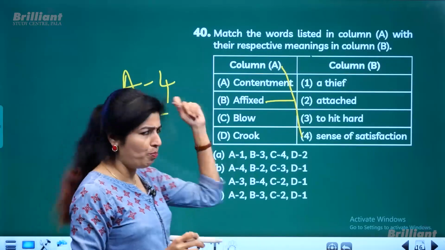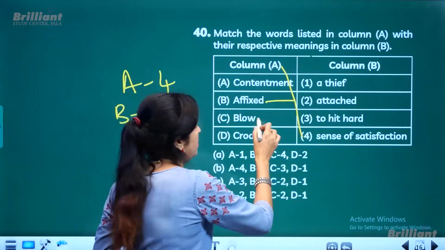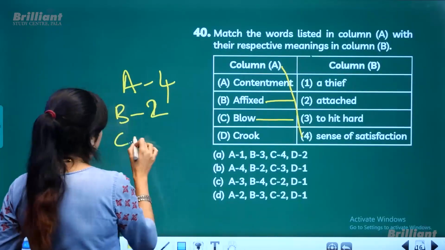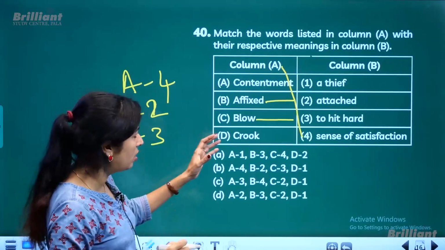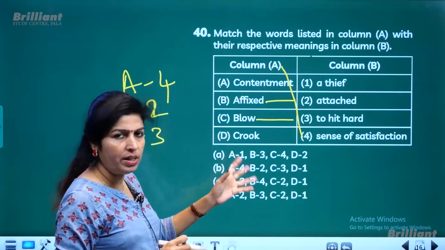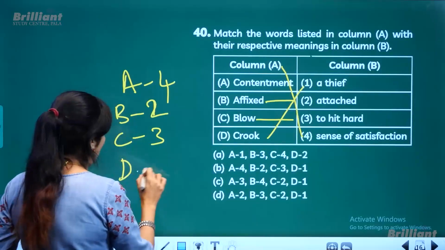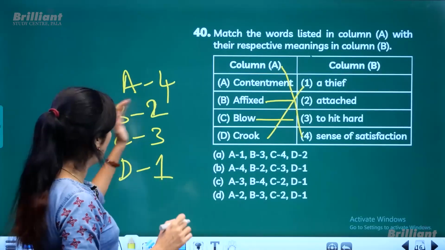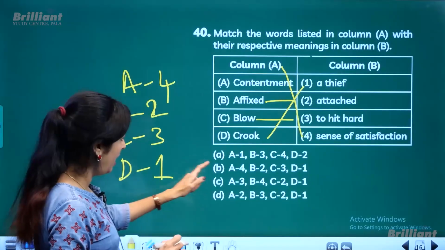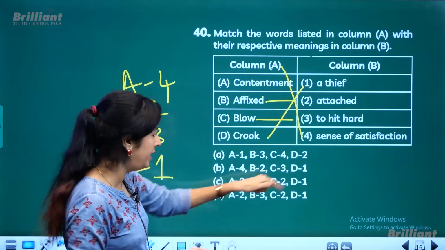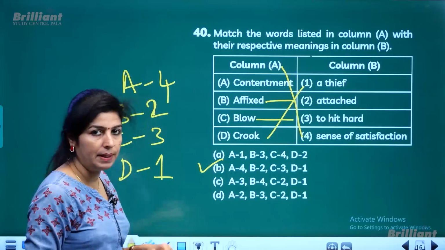Then blow. Blow means to hit hard. C is 3. Then crook. Crook means a villain, a thief. So D is 1. A4, B2, C3, D1. That means option number B.